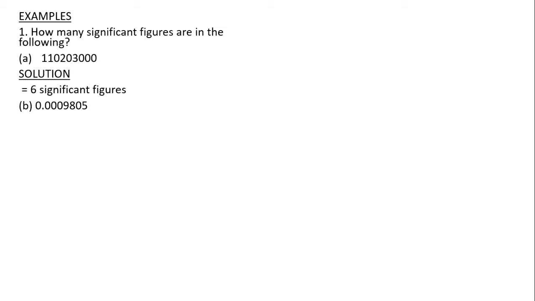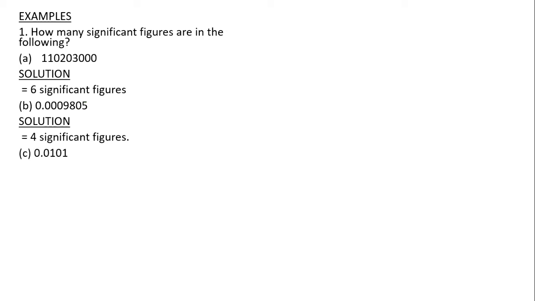Then we have 0.0009805. The zeros at the beginning are not significant. That 0 in between 8 and 5 is significant. So this has 4 significant figures.